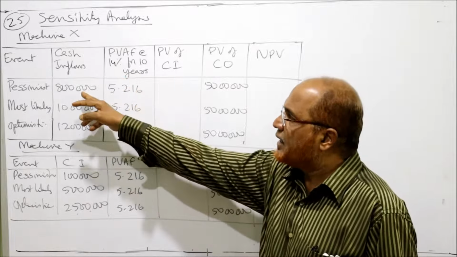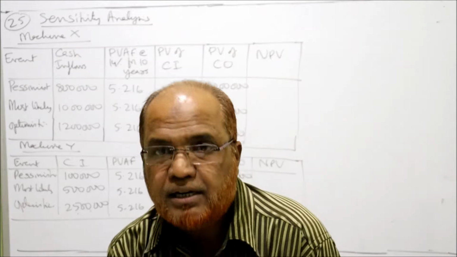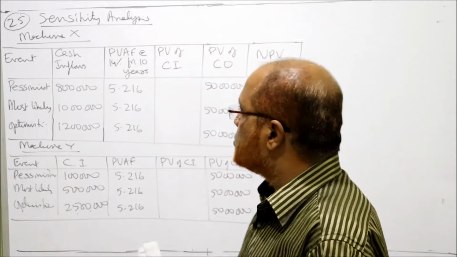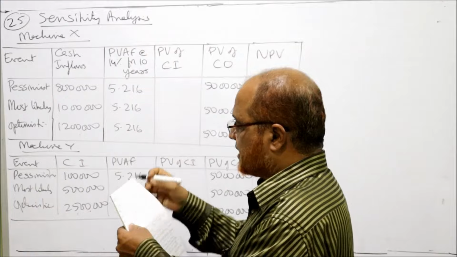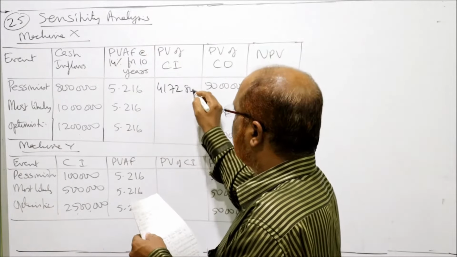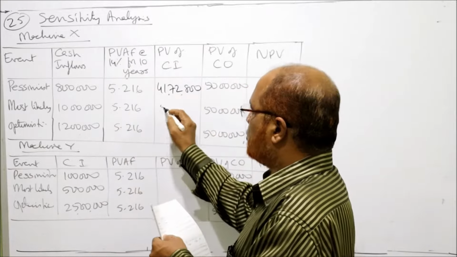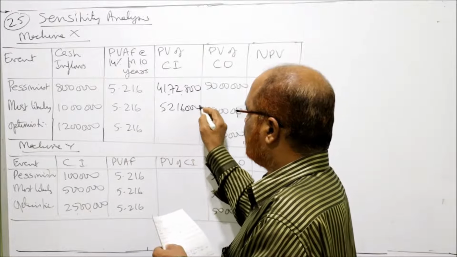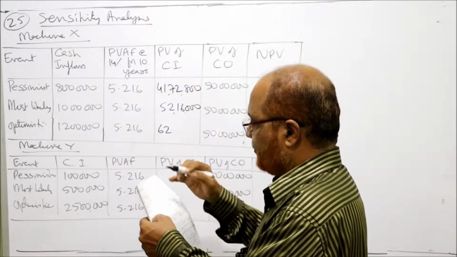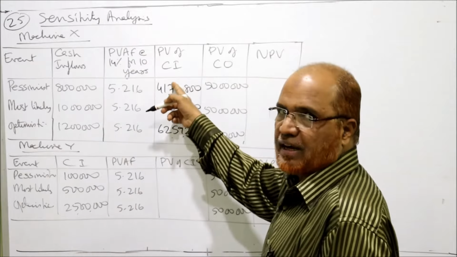Now, we multiply cash inflow with PV factor, and we get the PV of cash inflow. So 8 lakh into 5.216, you will get 41 lakh 72,800. Similarly, 10 lakh into 5.216, so 52 lakh 16,000. Here 12 lakh into 5.216, 62 lakh 59,200. So this is the PV of cash inflow.